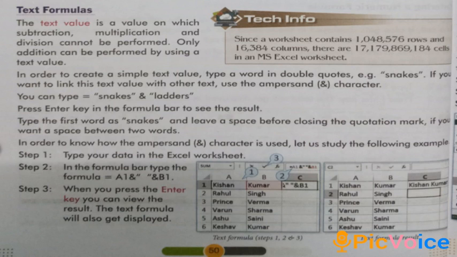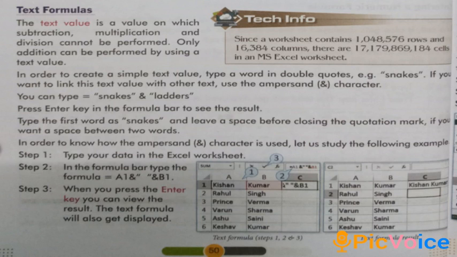Type the first word as "snakes " and leave a space before closing the quotation mark. If you want a space between two words, in order to know how the ampersand character is used, let us study the following example.